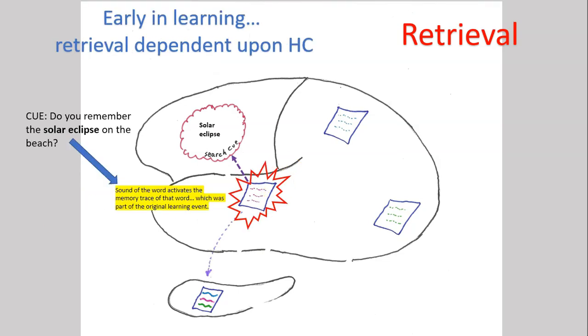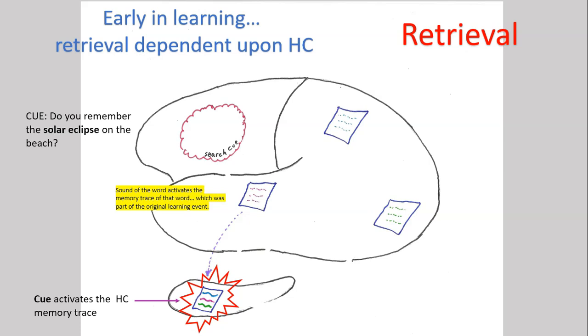So now let's tell the story of what's going on in the brain when we retrieve a memory. Let's say the eclipse happened 3 hours ago, and somebody says, do you remember the solar eclipse on the beach? Well, that information is being processed by my auditory cortex and the language areas of the brain, and I'm conscious of the word solar eclipse. But the auditory cortex is going to be activating the hippocampus as well. And now we're going to have a chance to reactivate the hippocampal memory trace, which included aspects of what the solar eclipse event sounded like, including the word solar eclipse.